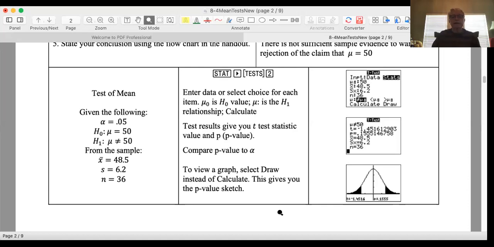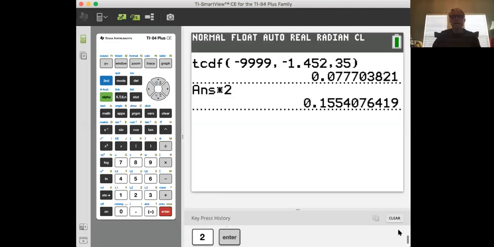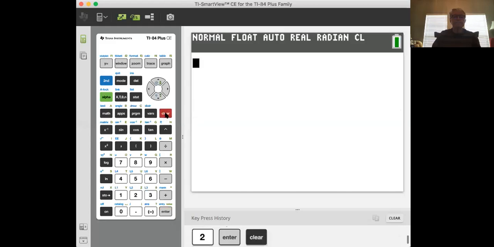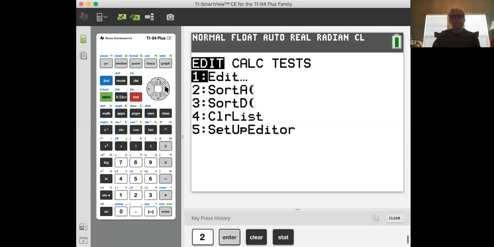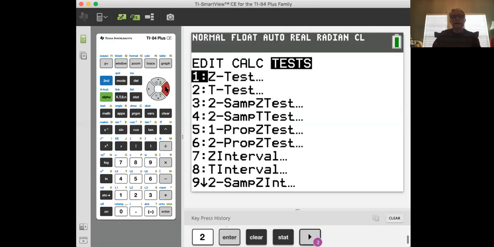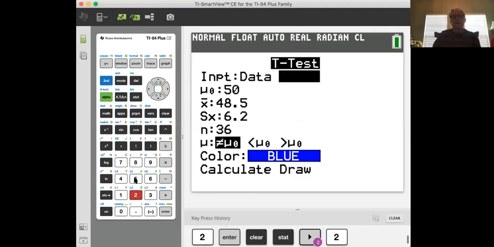And let's go ahead and look at this then. Let's just come back to our calculator. Let me clear this out. And remember where our test is. The test is under stat, right arrow to tests, and a number 2. If you recall, in a previous video, the test on the calculator for proportion is the 1-prop-z test, number 5, and I told you should probably just memorize that. Test of the mean is a t-test, it's number 2, you should probably just memorize that. So I'm going to hit number 2.